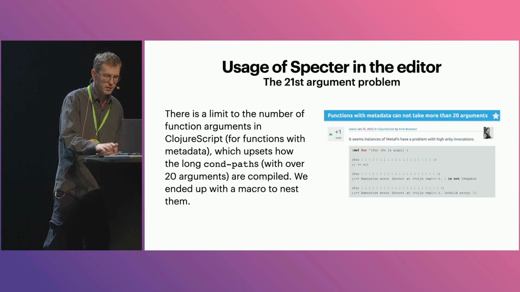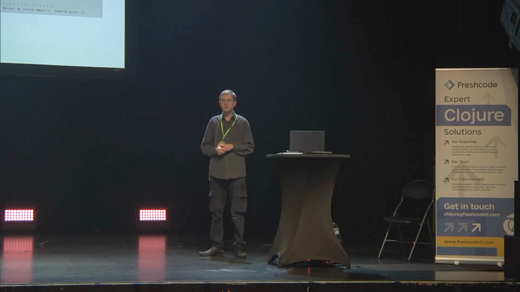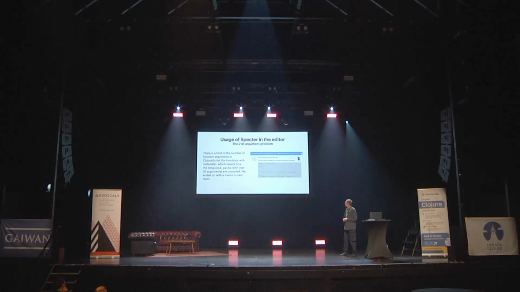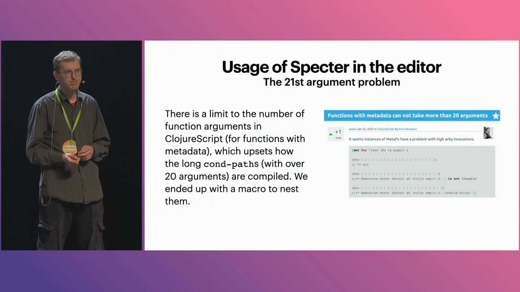All right, so having the basics out of the way, let's talk about Specter. We hit some problems there. This one is in ClojureScript. The cond-path that we are using quite a lot is compiled down to a function invocation, because Specter does pre-compilation for performance. We hit a limit of 20 function arguments for functions with metadata.